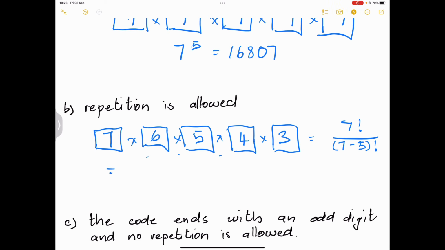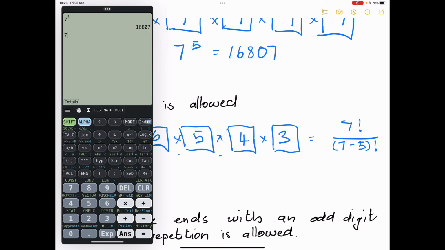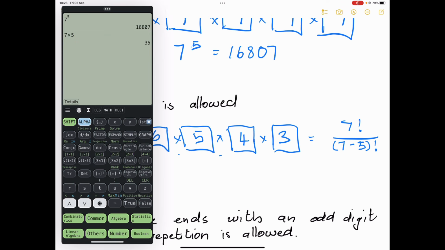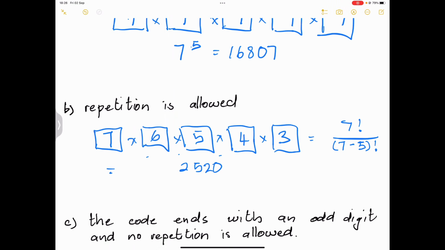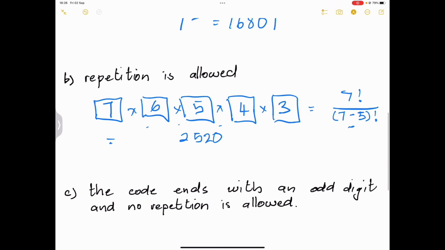All right, so let's do that quickly. So you've got 7 times 6 times 5 times 4 times 3. Okay, I get a number of 2,520. All right, hopefully that's what you get as well. Okay, you can check as well when you use those factorials.